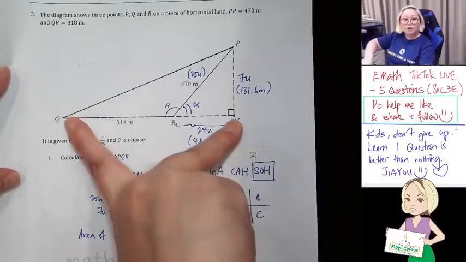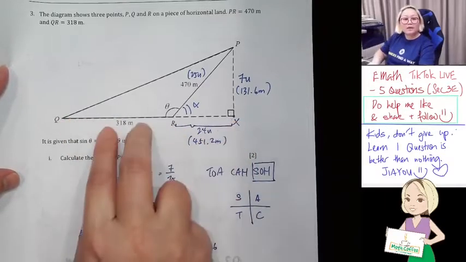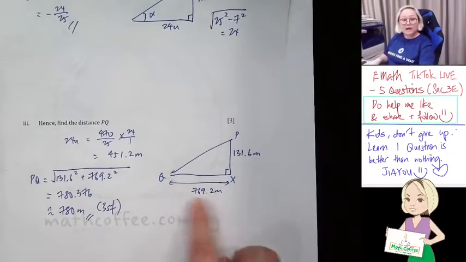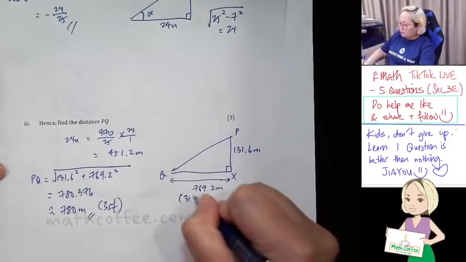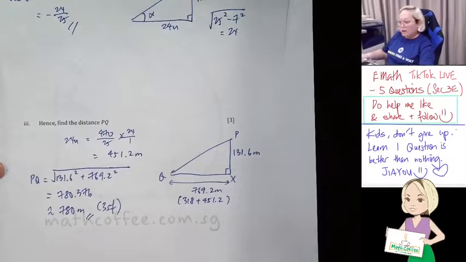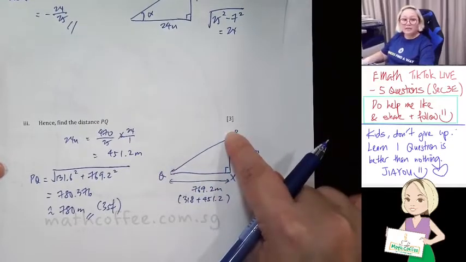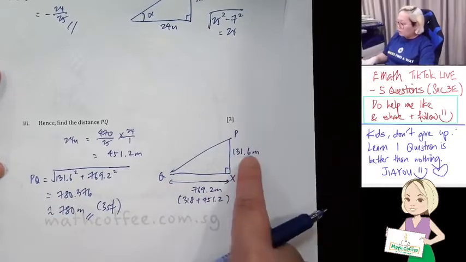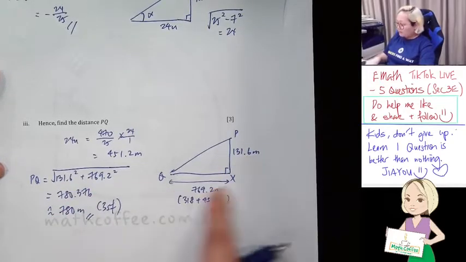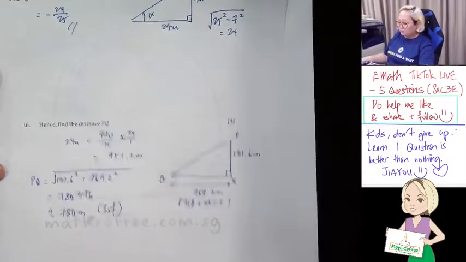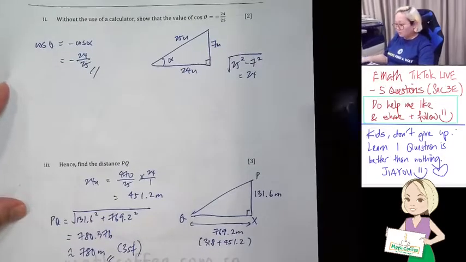So the whole QX will be 318 plus 451.2. So that's why this QX is 769.2. So maybe I put here in the bracket, this is 318 plus 451.2. And because this is a right angle triangle, we can use Pythagoras theorem to find the hypotenuse. So we take 131.6 square plus 769.2 square, then the whole thing square root, and I get the PQ. Okay?